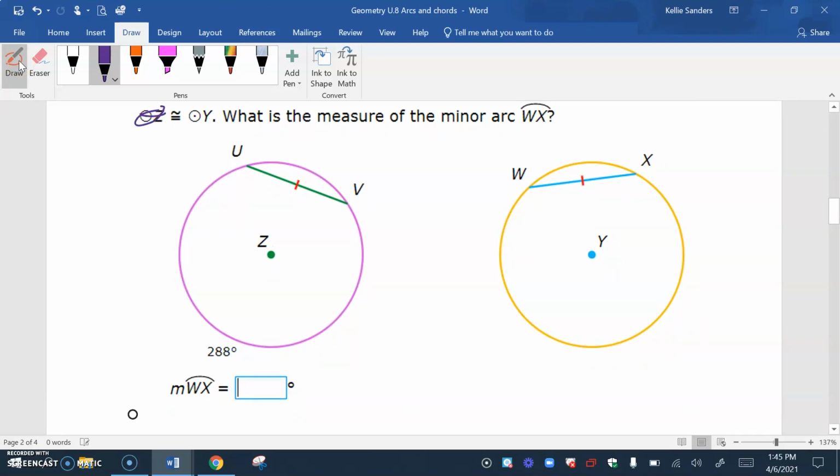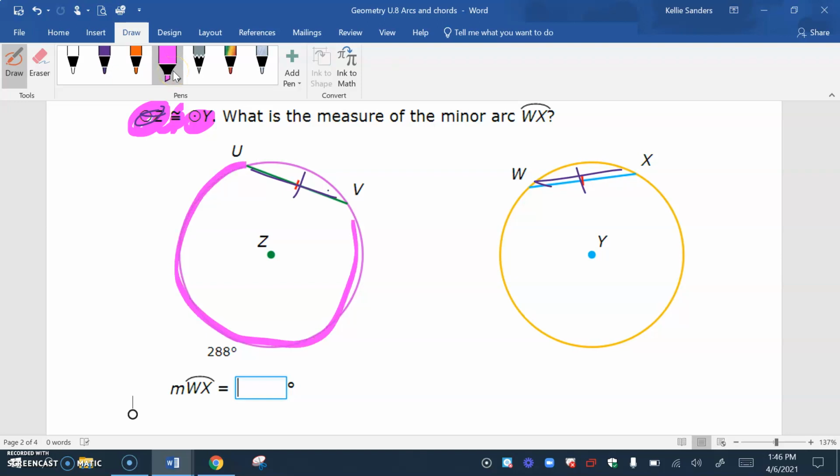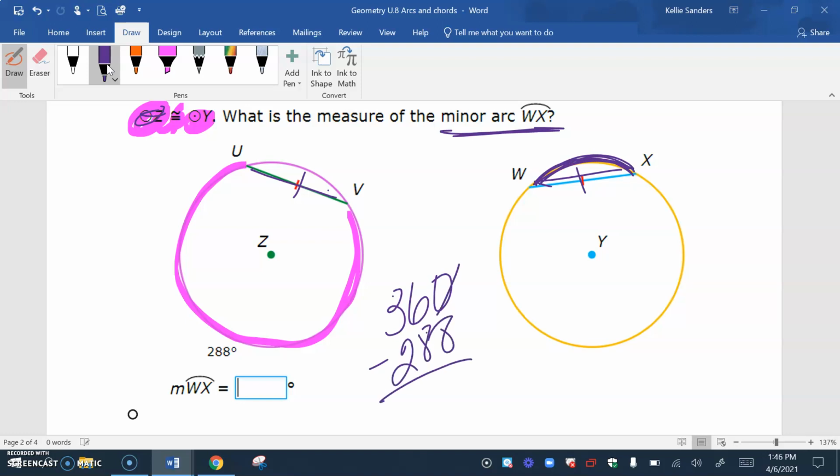Circle Z is congruent to circle O, which means they're the exact same circles. And this is congruent to that part. And this major arc, because it's way bigger than the little one, is 288. And then it wants to find the minor arc WX. So we would take 360 and subtract 288, which is 72 degrees.